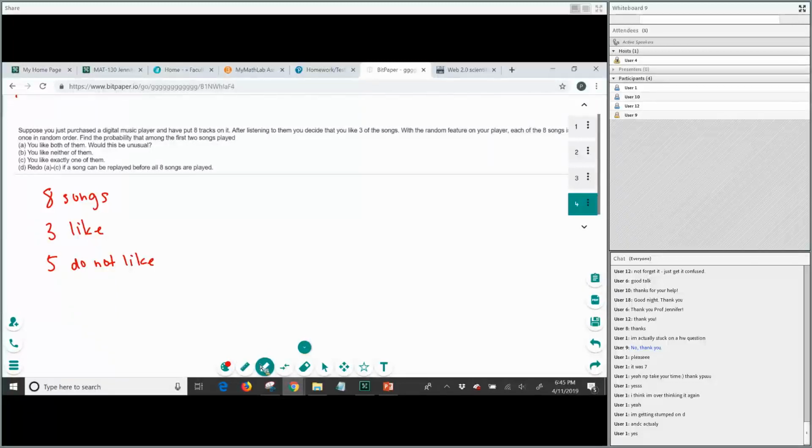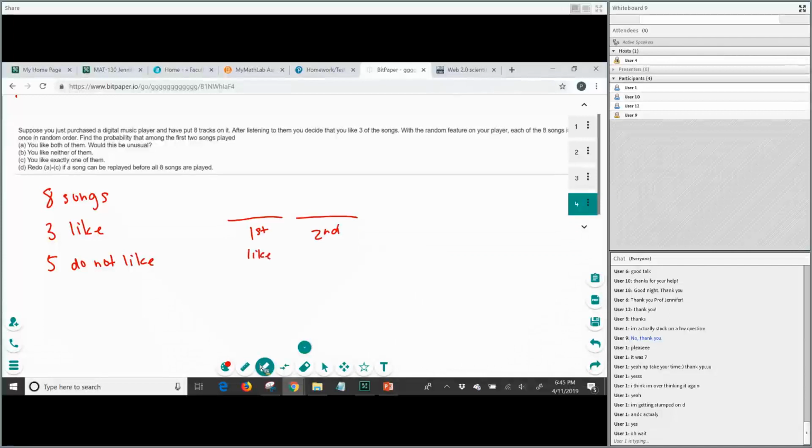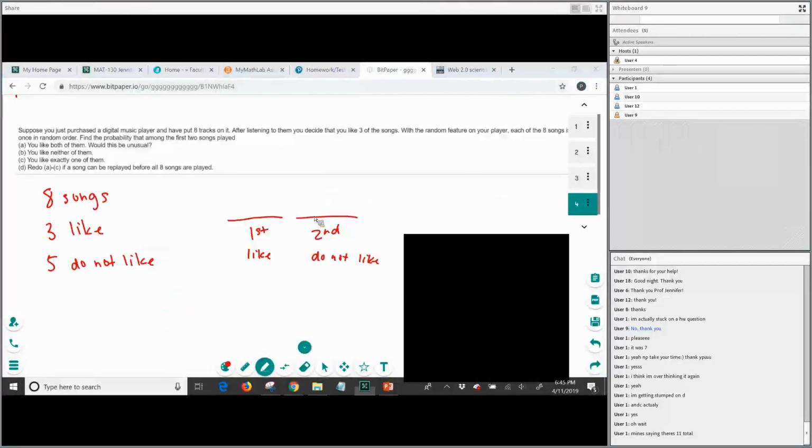So for letter C, it says you like exactly one of them. So liking exactly one of them means that you like one and you don't like the other. So that could go in one of 2 ways. So here are my 2 songs. This is the first song and this is the second song. Let's just say that I like the first song and that I do not like the second song. Okay? So let's do these one at a time.